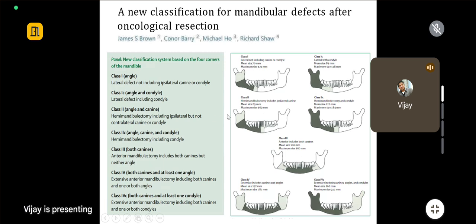Class 2 was hemimandibulectomy including the ipsilateral but not the contralateral canine or condyle. Class 2C included the condyle. Class 3 was anterior segmental mandibulectomy including both canines but neither angle. Class 4 was extensive anterior mandibulectomy including both canines and one or both angles. Class 4C involved one or both condyles.